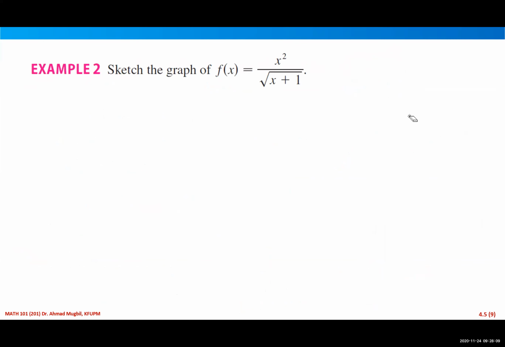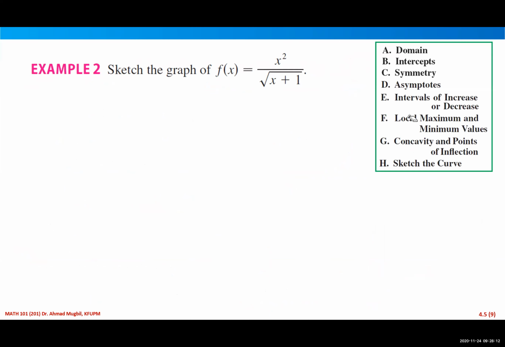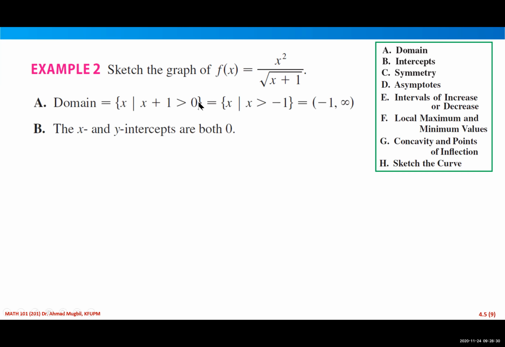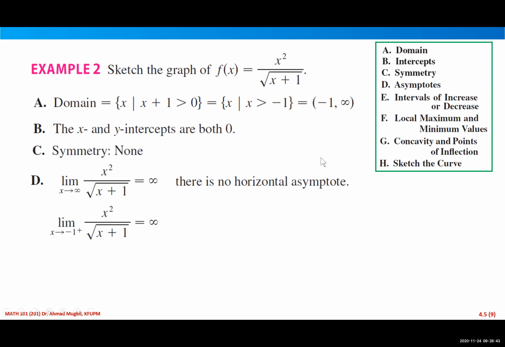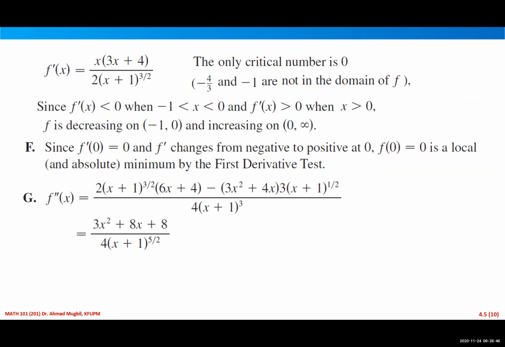Okay, I think, ya shabab, it is enough. This is another rational function, but now it is not a polynomial over a polynomial. It is a polynomial over a radical. So the idea is almost the same. Let me skip this example. We will go back if we have time for that. What you need to do is just follow the guidelines. You need to start with the domain. The domain here is not a closed interval or all the real numbers. It is just that what is inside should be positive, so it is from -1 to infinity. I'll go back to this, inshallah, at the end of the class.